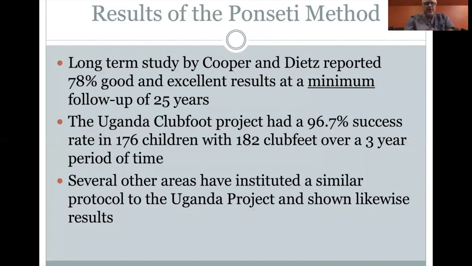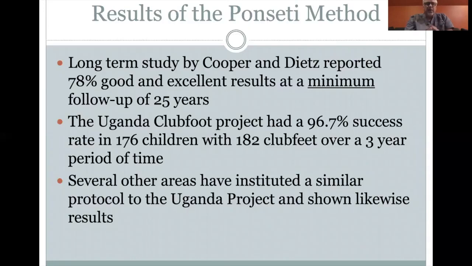The results of the Ponseti method: a long-term study by Cooper and Dietz reported 78% good to excellent results at a minimum follow-up of 25 years. I mean, that's an incredible long-term follow-up. Success rates have been as high as 96.7% when it's followed appropriately.